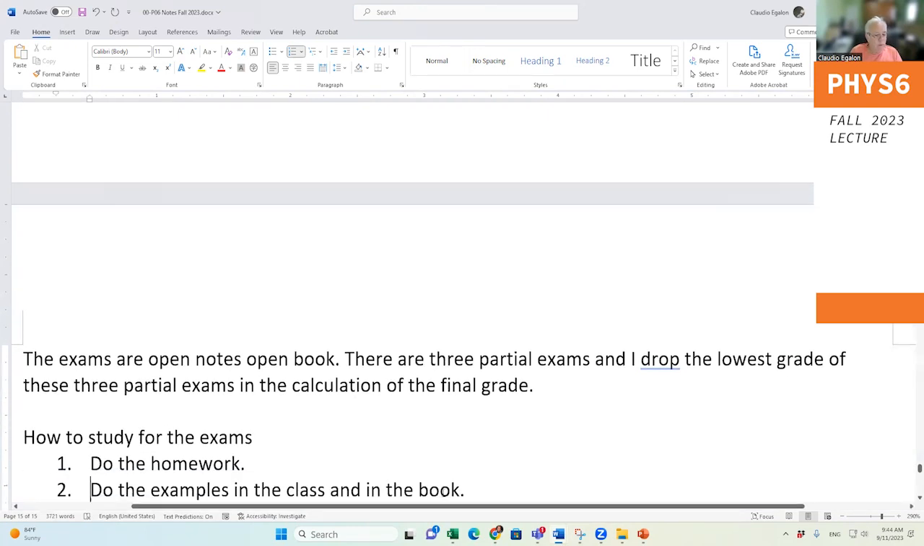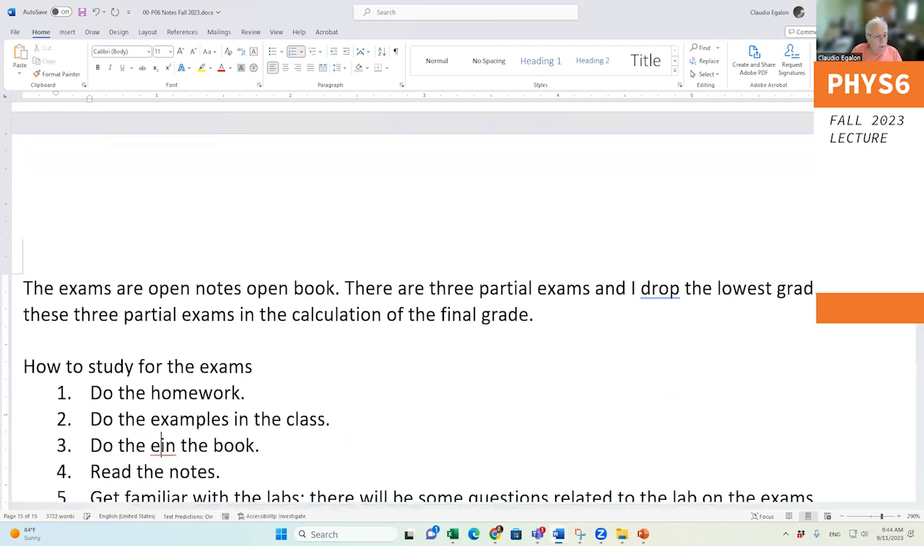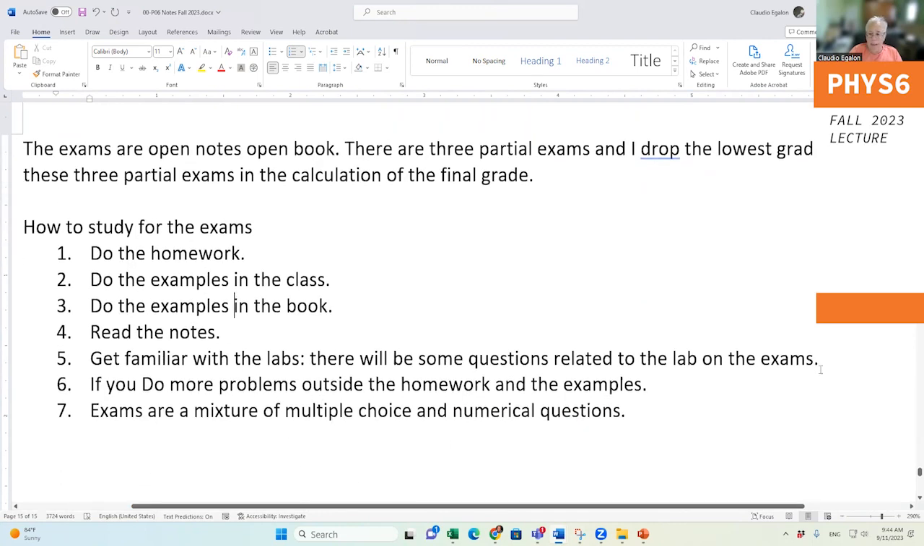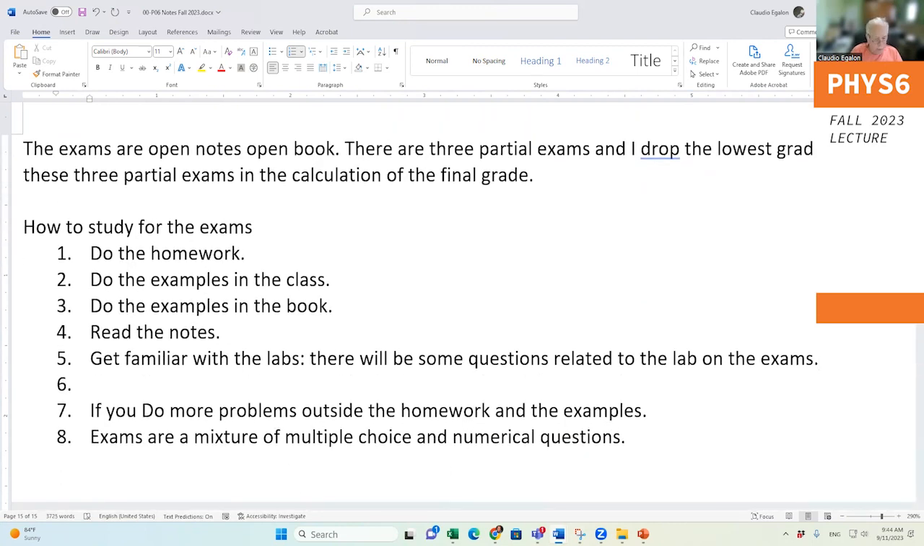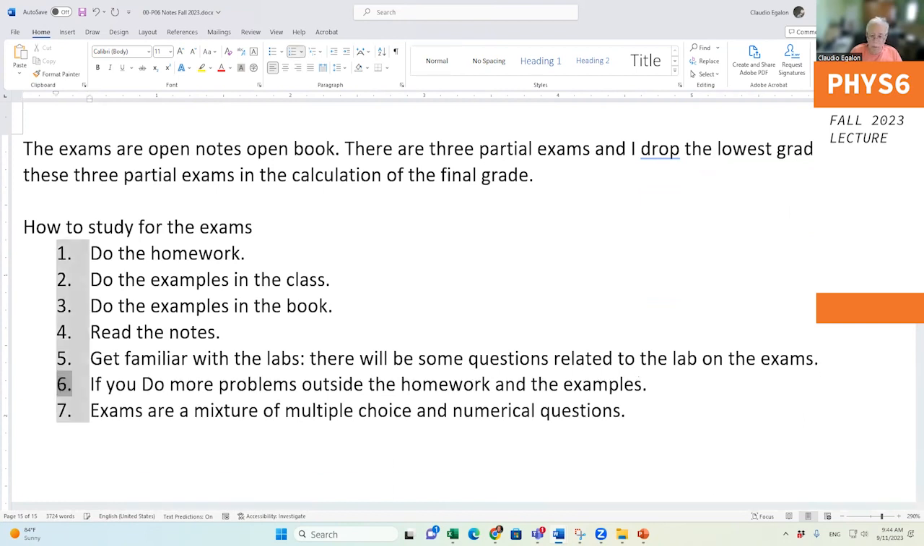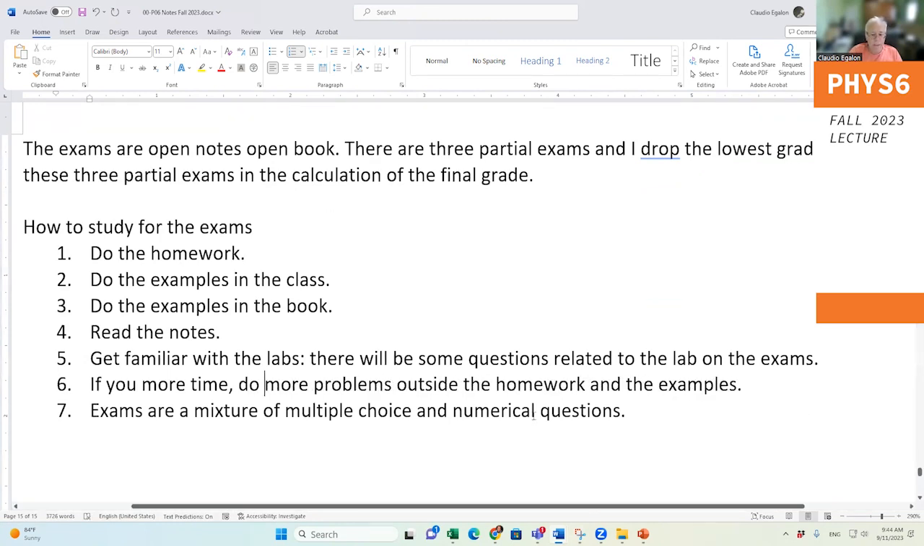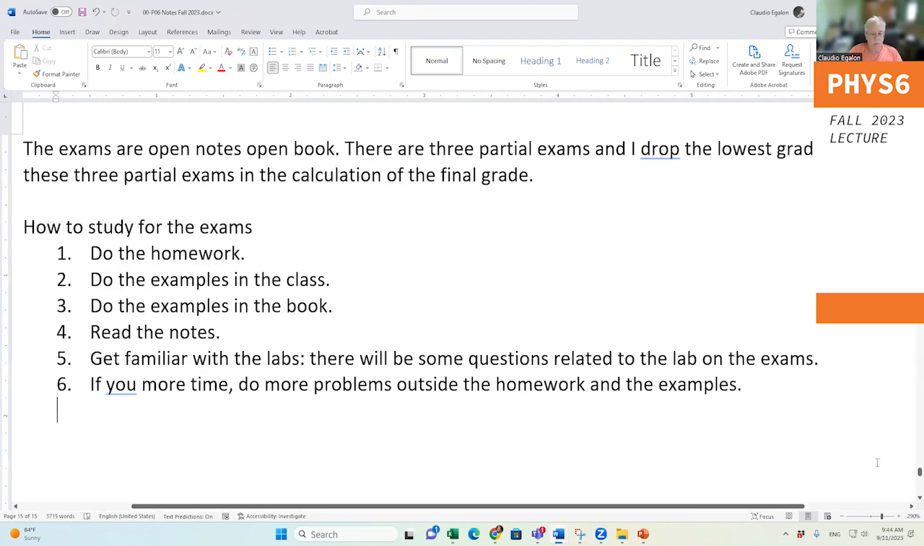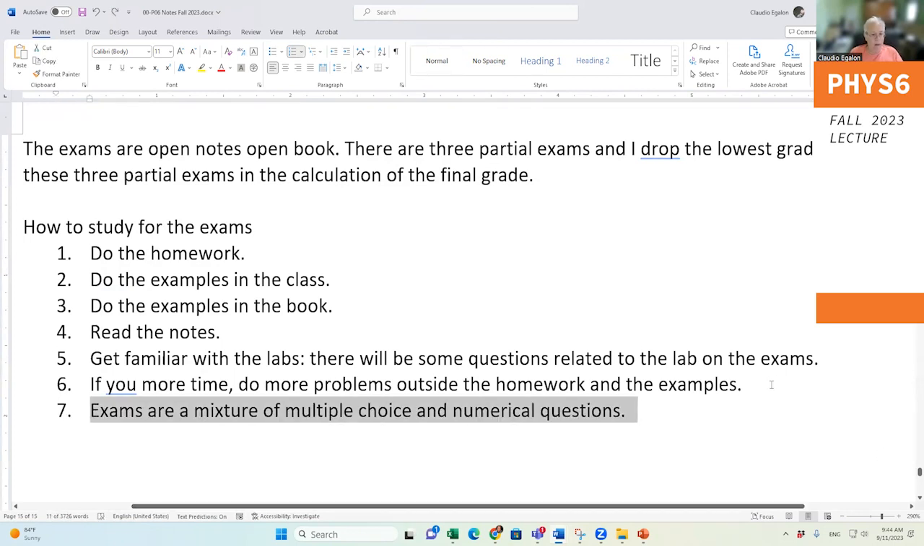Do the homework. Do the examples in the class. Do the examples in the book. Read the notes, get familiar with the lab. And if you have more time, do more problems outside the homework and the examples. Exams are a mixture of multiple choice and numerical questions.